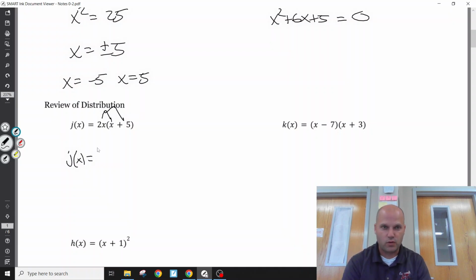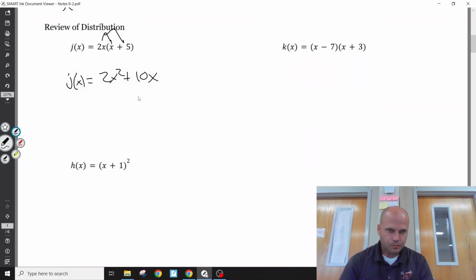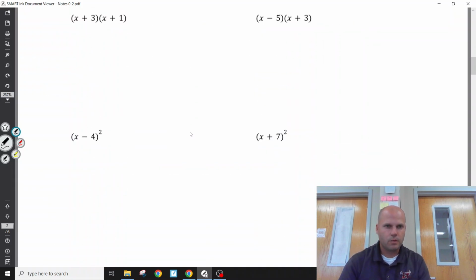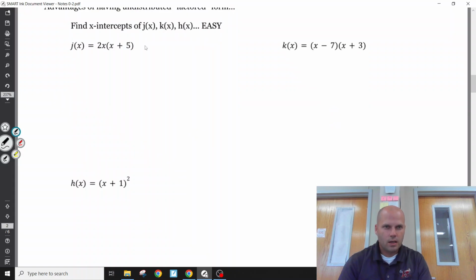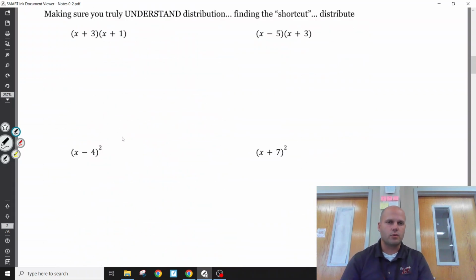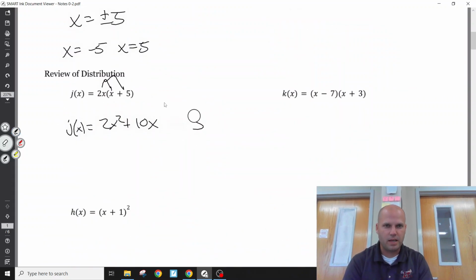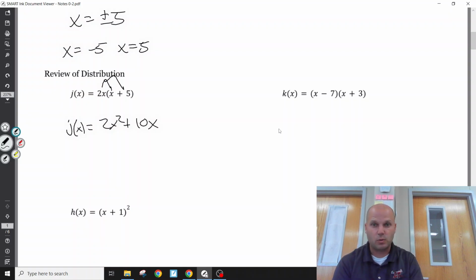So we're going to review distribution. We do this because we know that if I wanted to set this equation equal to 0, we can easily solve it. So when we have 2x squared plus 10x, we are going to attempt to undo the distribution, find the zeros. But for right now, we are just making sure we understand what happens when you distribute x's to x's.